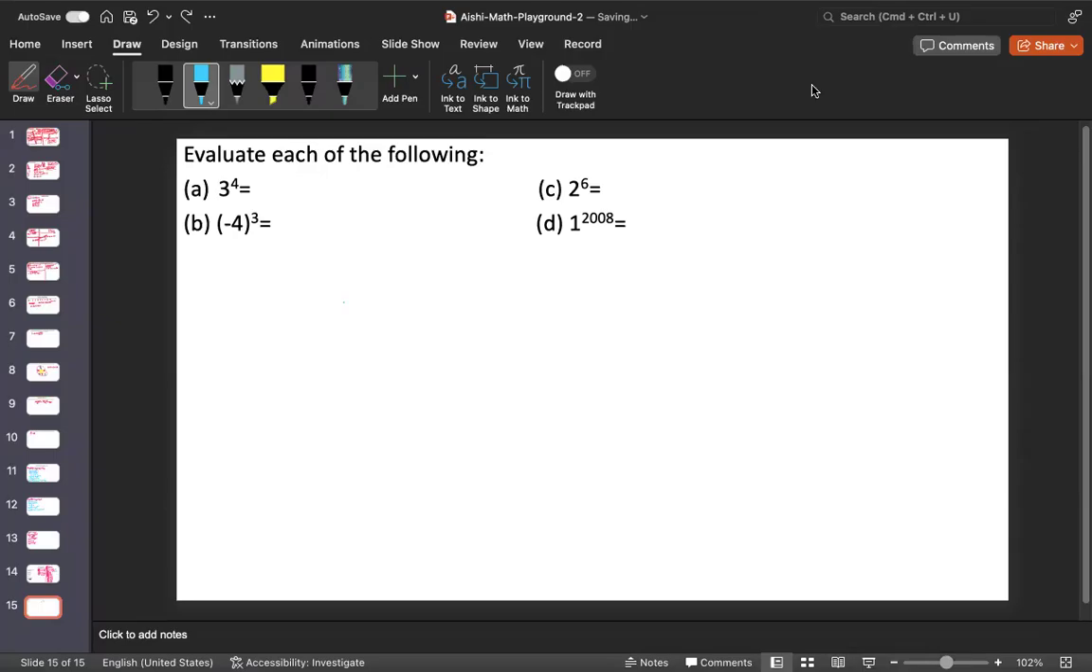Okay, now that we know what exponents are, let's start on our first problem. So we have to evaluate each of the following. So, A, 3 to the 4th power. 3 times 3 times 3 times 3, which is equal to, we have 3 times 3, which is 9, and then 9 times 3, which is 27, and 27 times 3, which is 81.